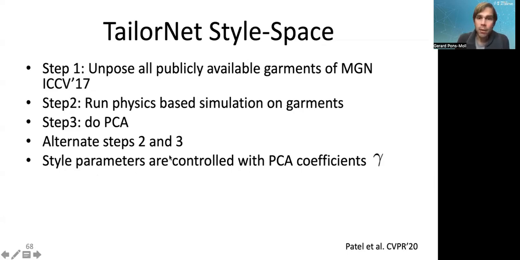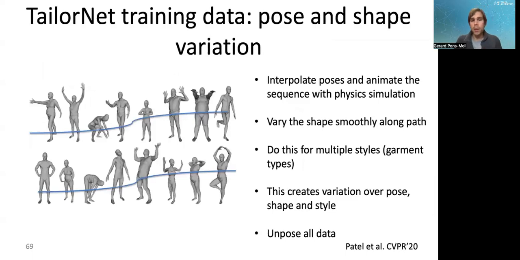So then the style parameters are controlled with PCA coefficients gamma, right? Which control, for example, the sleeve length and how wide a t-shirt is, or some pants are. So now you want to build a model that also generalizes to new poses.